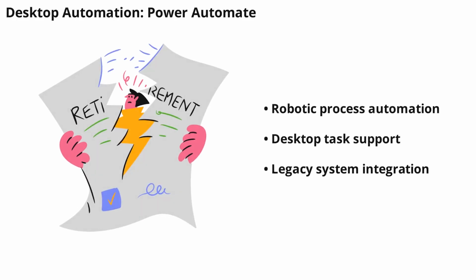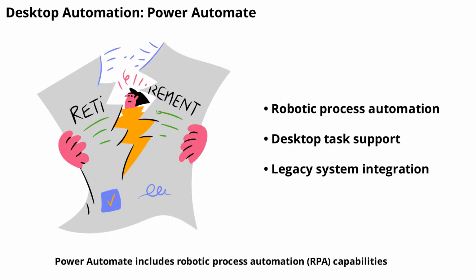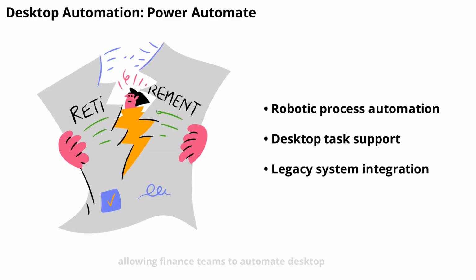Power Automate includes robotic process automation, or RPA, capabilities, allowing finance teams to automate desktop tasks and interact with legacy applications. This feature is particularly useful for organizations with on-premises systems or manual data entry processes. By bridging the gap between cloud and desktop, Power Automate offers a comprehensive automation solution.